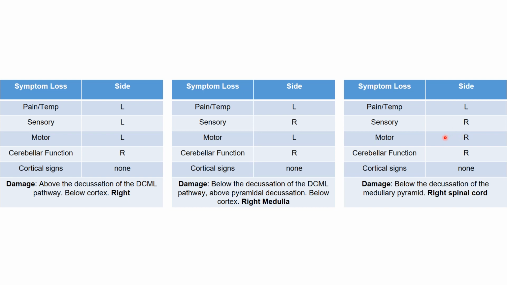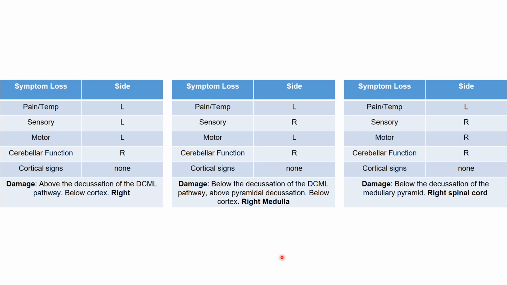And if I want to localize what side the lesion is on, again, remember, sensory and motor, when you're in the spinal cord, are running on the ipsilateral side to their innervations. So this is going to tell me that the lesion is on the right. Again, cerebellar function would correspond with that. Pain and temperature crosses immediately as soon as it gets in the spinal cord. So pain and temperature loss on the left corresponds to damage on the right side of the spinal cord. And then again, here you would expect no cortical signs because the damage is in the spinal cord. So this would be a case of Brown-Sequard in a spinal cord.